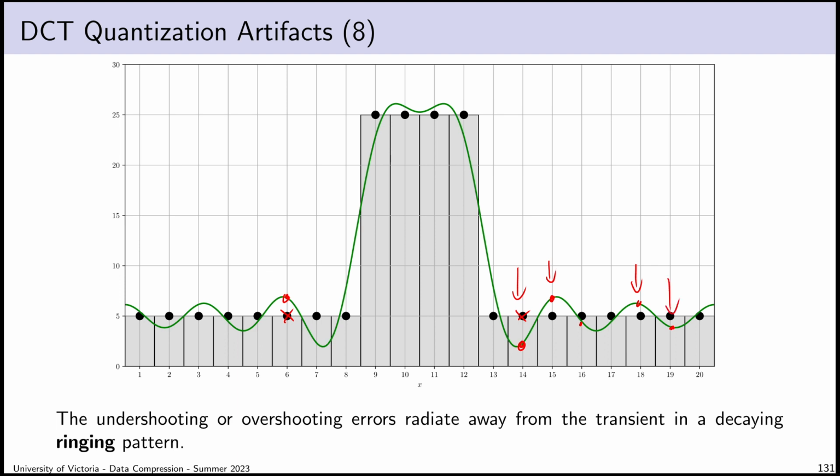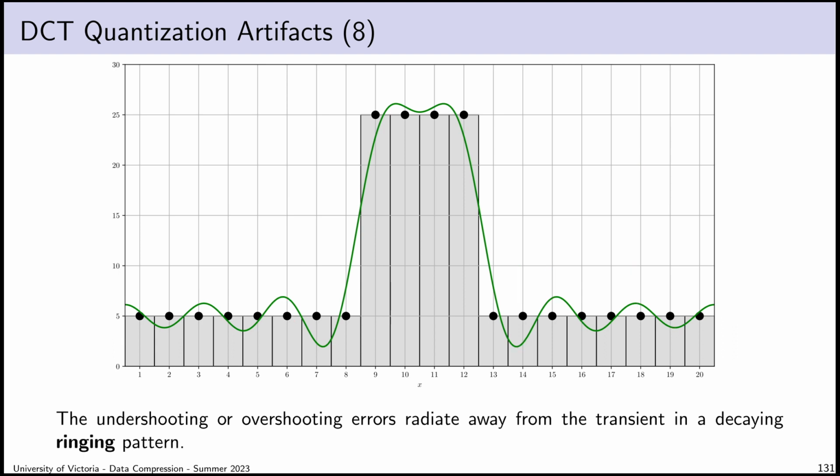A very periodic effect of error radiating outwards from the source of the transient. And the transient in the context of an image might be an abrupt transition between colors. So if I go from fully dark to fully bright suddenly, that boundary between fully dark and fully bright is going to look like a transient. In audio processing, a transient could be the noise of a drum or some sharp, sudden sound.